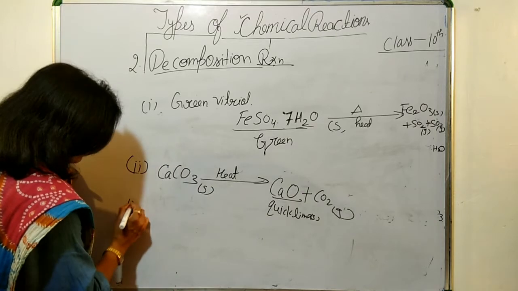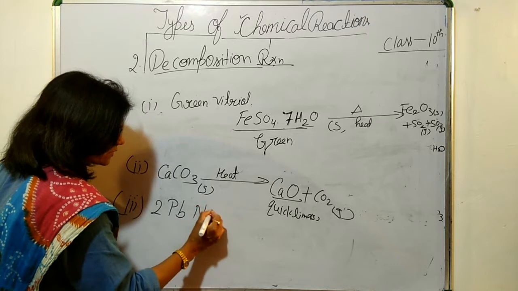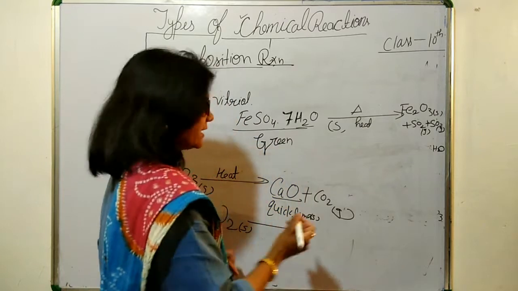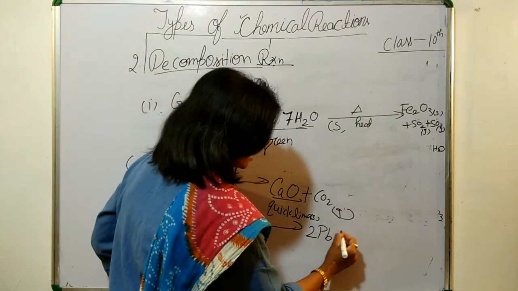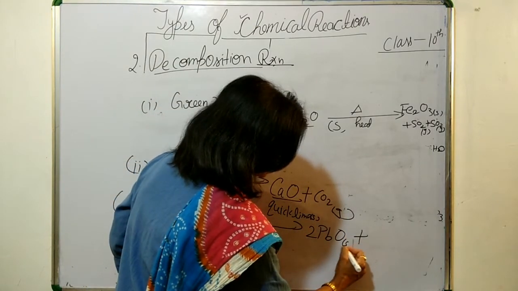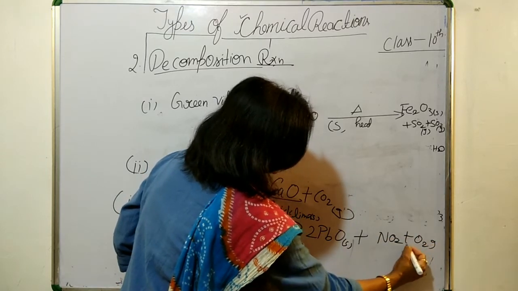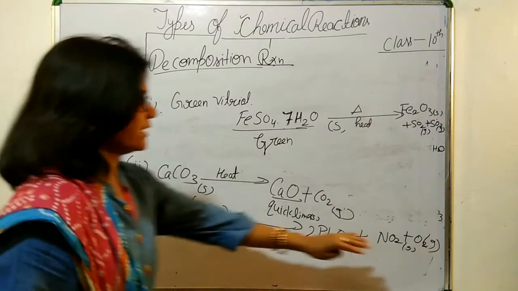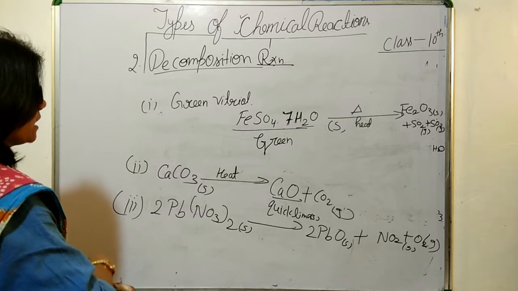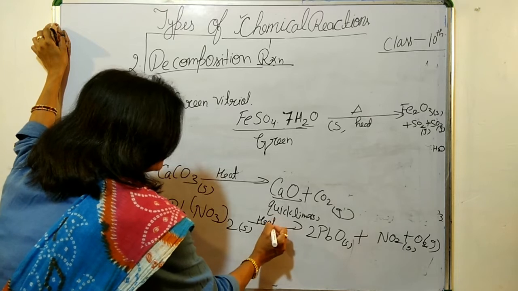Okay, one more example we can see. Take lead nitrate, Pb(NO3)2. It is also in solid state. When we heat it, what happens? It will release lead oxide, which is in solid state, then NO2 and oxygen. These are the gases we can observe. There is a release of nitrogen oxide gas. We can just observe it by smelling. So these are the chemical reactions taking place as decomposition.